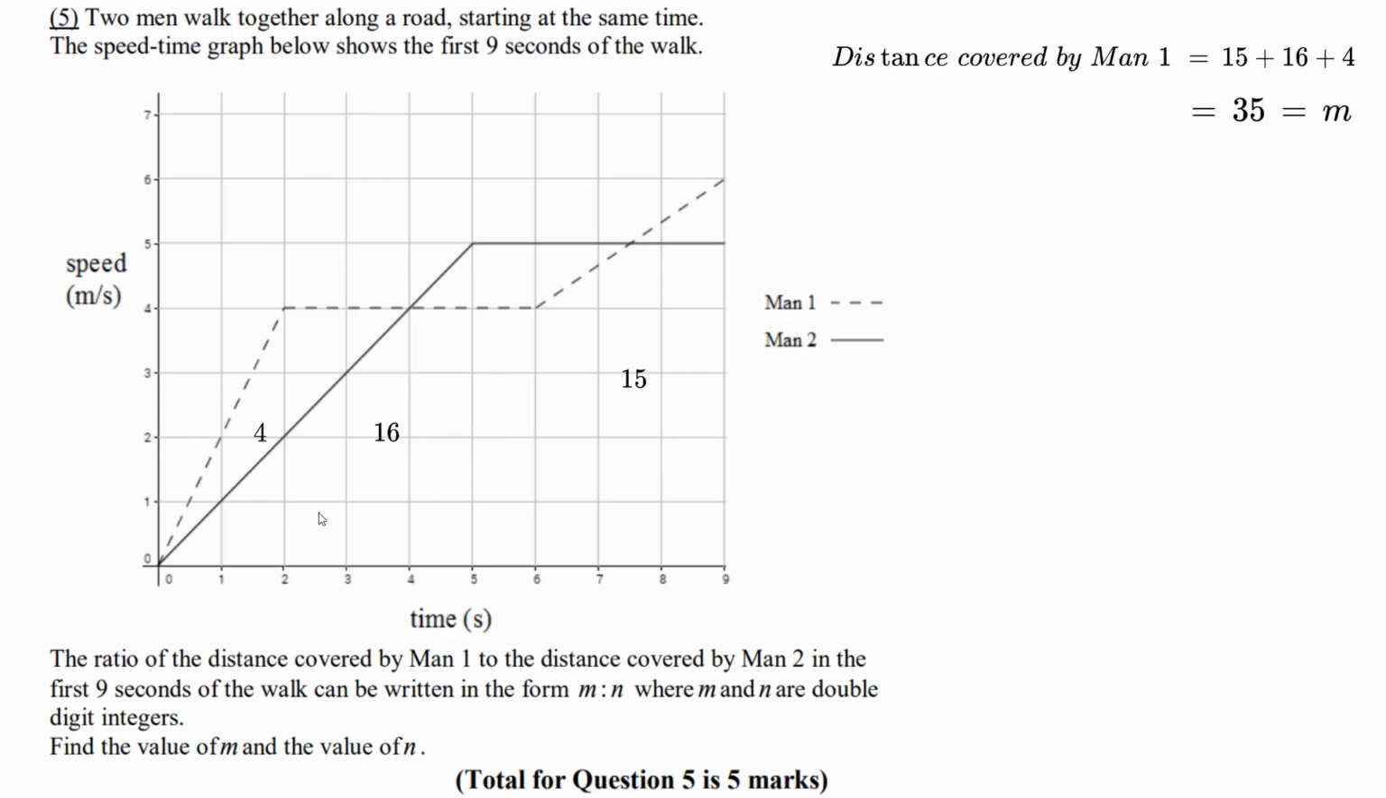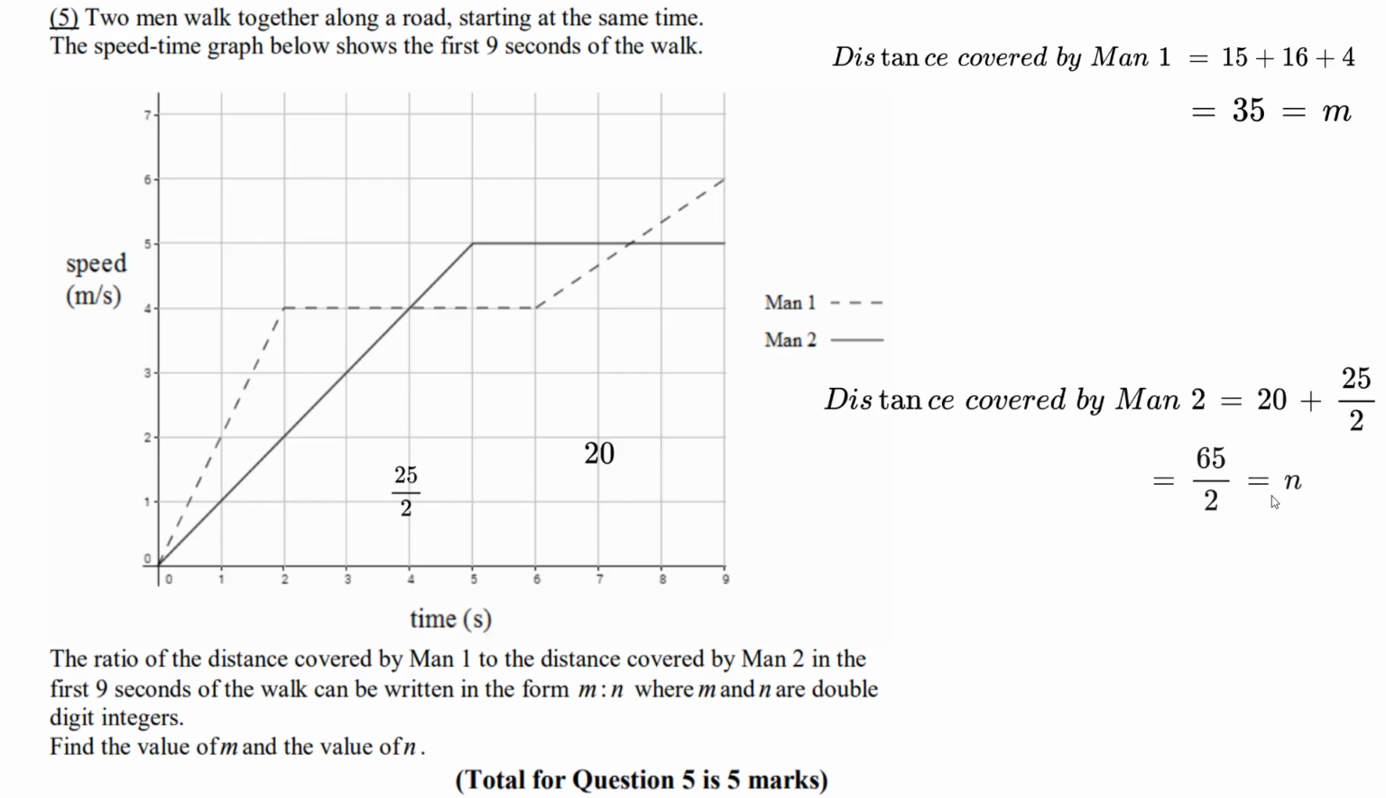Now for man 2, let's just get rid of these. So we've got 5 multiplied by 5, which is 25, divided by 2, which is 25 over 2. And then you've got this across the bottom here is 4, because from 5 to 9 is 4, multiplied by 5 is 20. So it's 20 plus 25 over 2, which is 65 over 2.